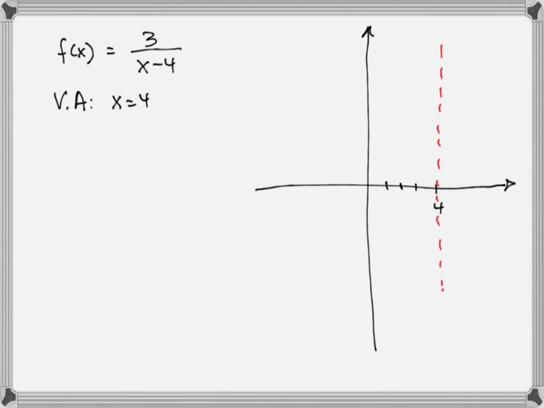and for the rest of the story, I'm going to make a table. I'm going to pick a couple values to the left of 4 and a couple values to the right of 4. I'm going to start with 0 because it's a y-intercept. 1, 2, 3, and then I'm going to go to 5, 6, 7. Why not? Because we can.